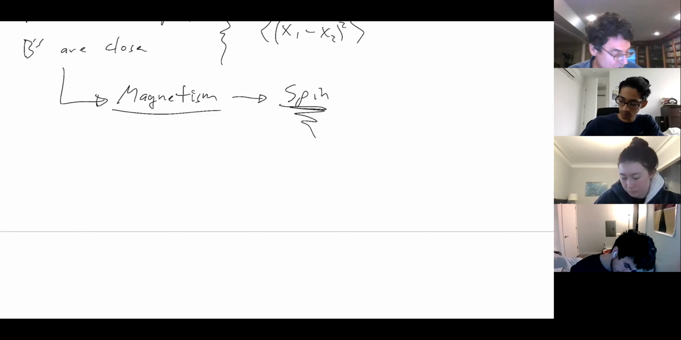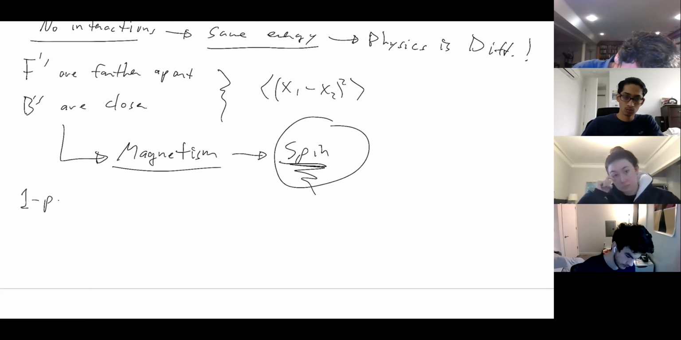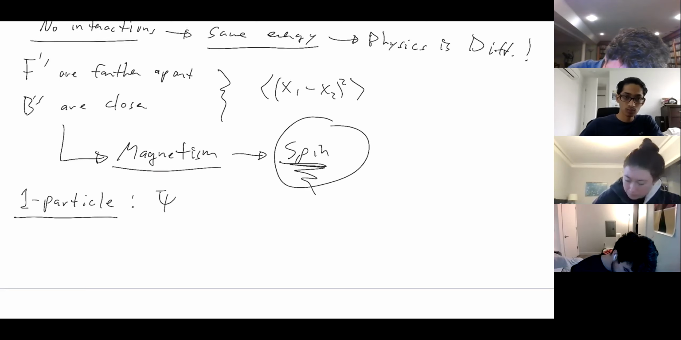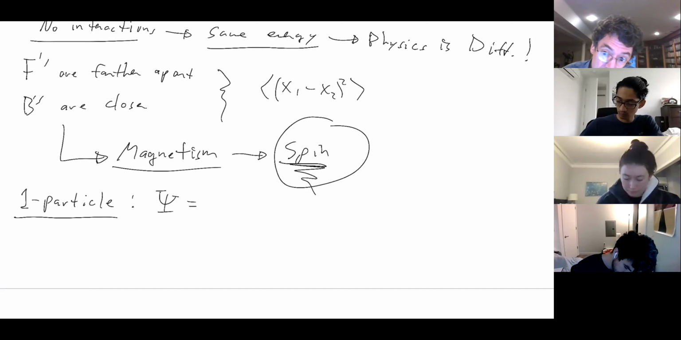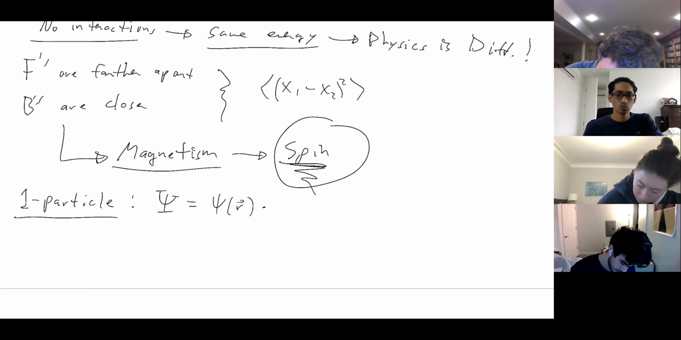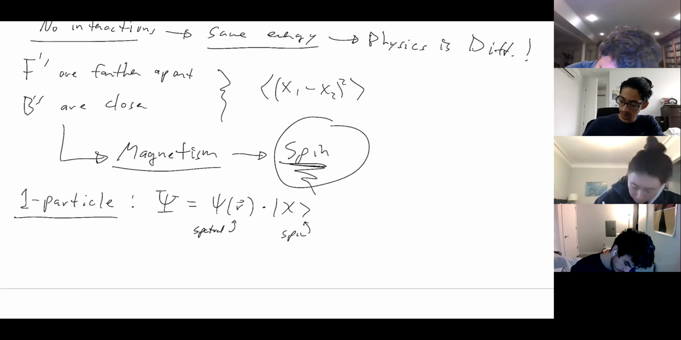In order to see how this symmetrization leads to magnetism, it's not too hard. Let's first consider spin, and let's consider one particle. You've done this before. This is review. If I have a wave function of one particle, and I want to include spin, I can write it as a spatial part times a spin part. That's the spatial wave function, and that's the spin wave function. And it's a product.